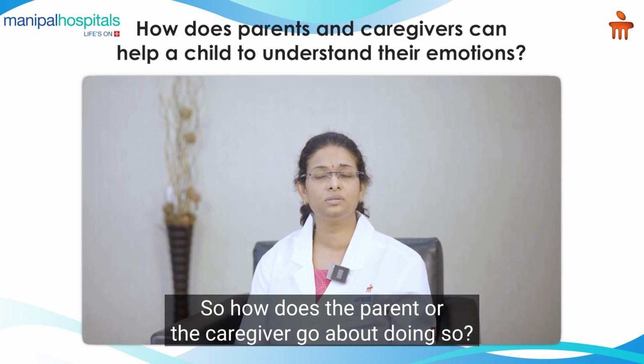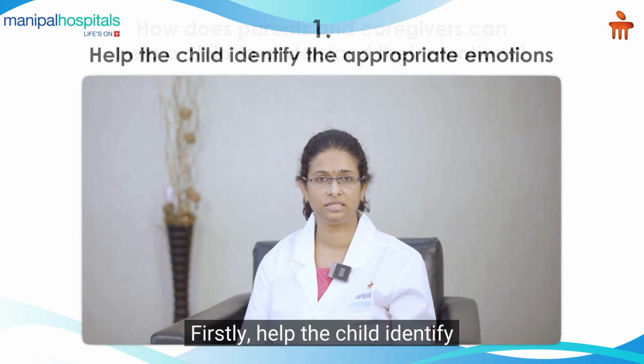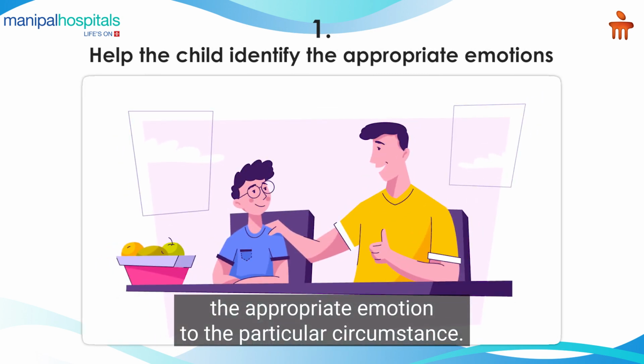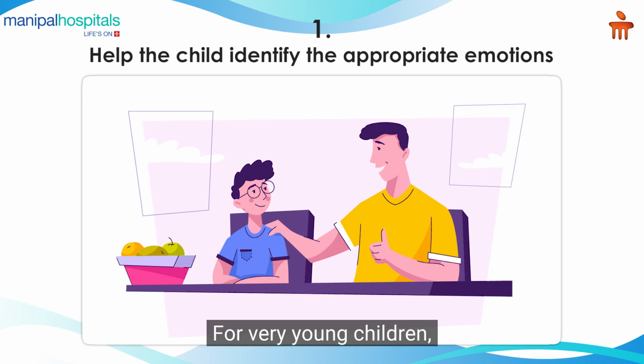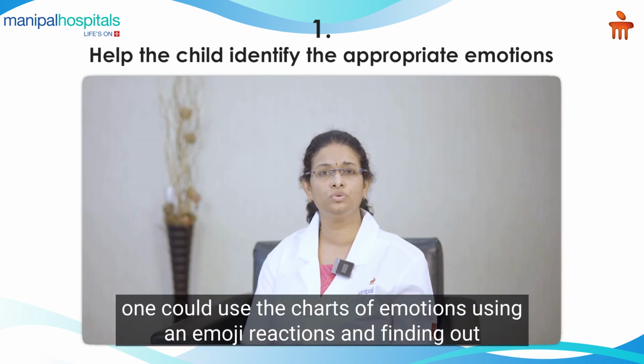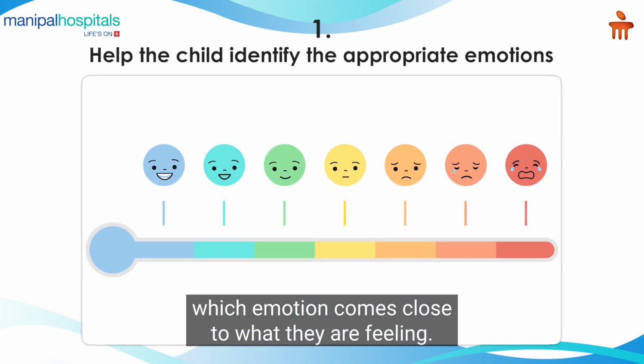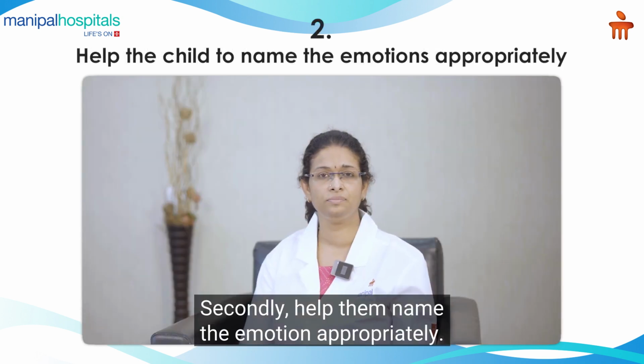So, how does the parent or the caregiver go about doing so? Firstly, help the child identify the appropriate emotion to the particular circumstance. For very young children, one could use the charts of emotions using emoji reactions and finding out which emotion comes close to what they are feeling. Secondly, help them name the emotion appropriately.